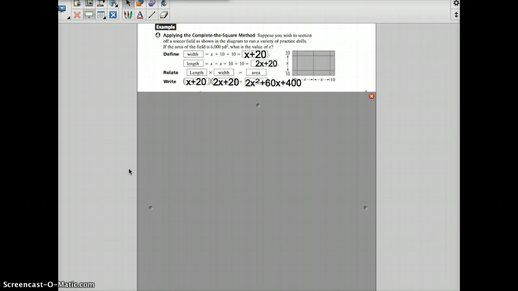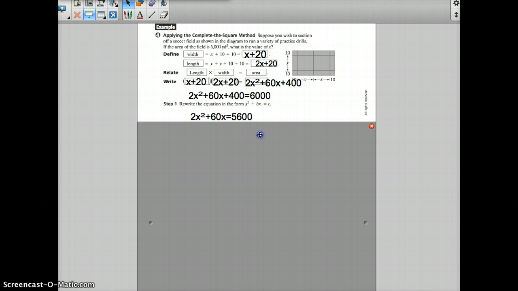So if we were to find the area of our rectangle, we could take our length times our width equals the area. So we have x plus 20 times 2x plus 20. And if we were to FOIL that, we get 2x squared plus 60x plus 400. So we know that equals 6,000. So we can write our equation: 2x squared plus 60x plus 400 equals 6,000.